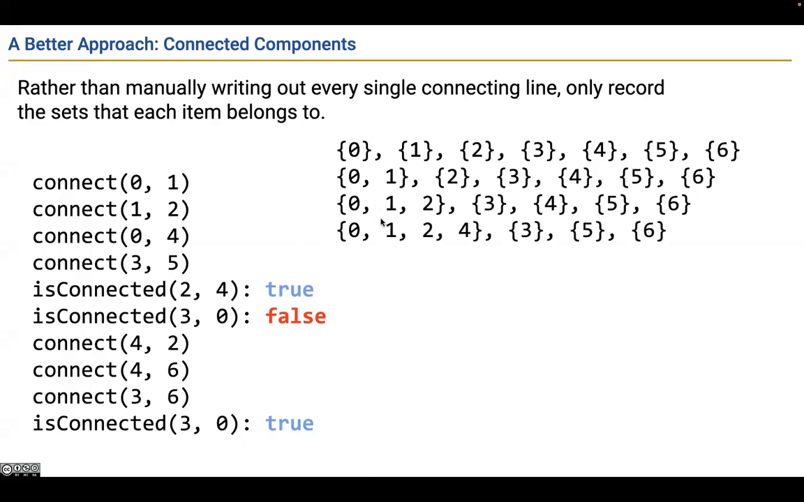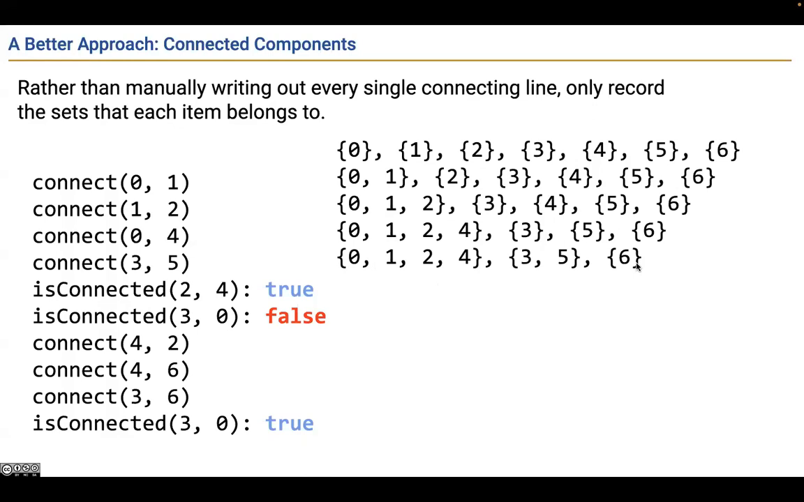What about 0 and 4 connecting? Well, then 4 joins this family, and then 3, 5, and 6 are off by themselves. Then I connect 3 and 5, and I get the picture from before. 0, 1, 2, and 4, part of a team. 3 and 5, part of a separate team. And then 6, all lonely by itself.